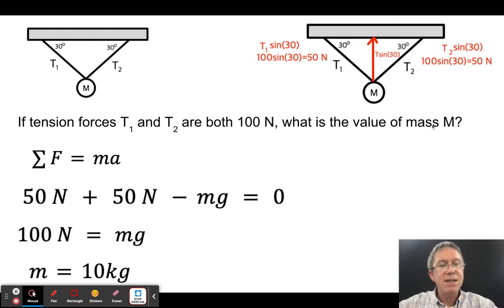If I want to know what the value of mass m is based on this information, how would I solve that? Well, I'd say, well, let's think of this.